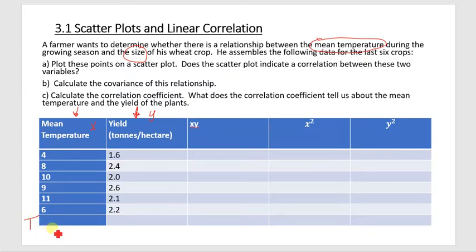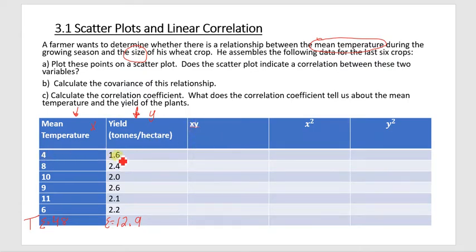Mean temperature, I'm going to add 4 plus 8 plus 10 plus 9 plus 11 plus 6. Total is 48. Yield in tons: 1.6, 2.4, 2.0, 2.6, 2.1, and 2.2. That's 12.9, our sum. I'm just going to use a sum symbol.